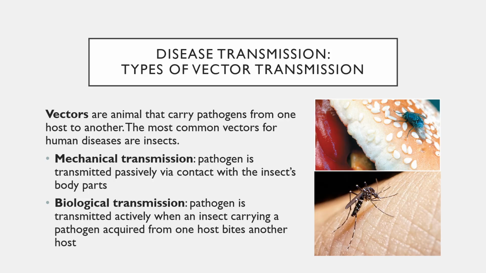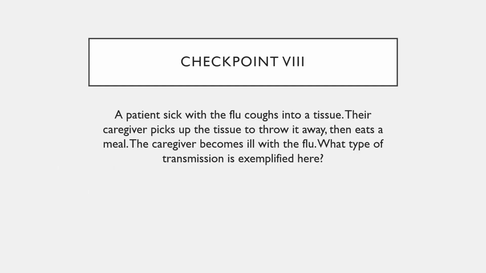And so we are going to finish off our lecture with a few checkpoints here about transmission routes. A patient sick with the flu coughs into a tissue. Their caregiver then picks up the tissue to throw it away and then eats a meal. The caregiver becomes ill with the flu. What type of transmission is exemplified here?